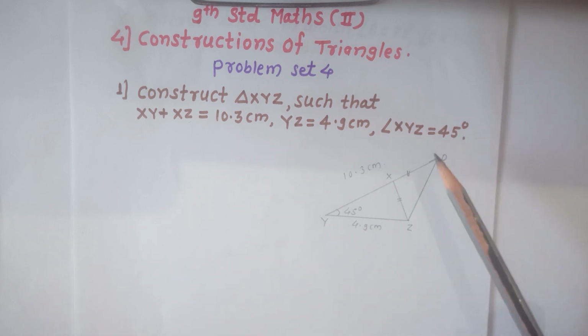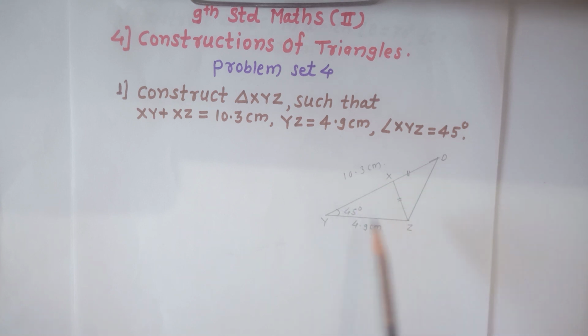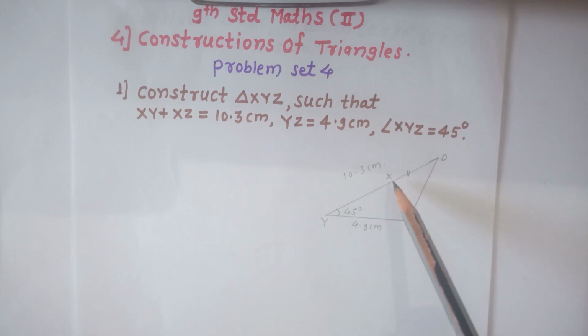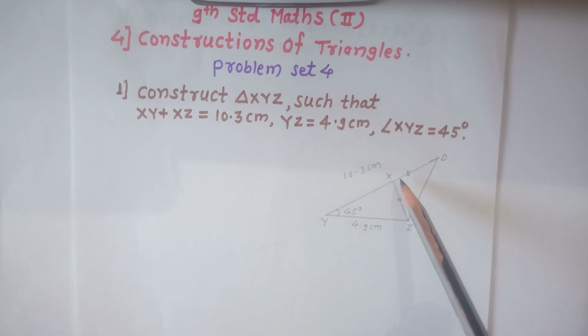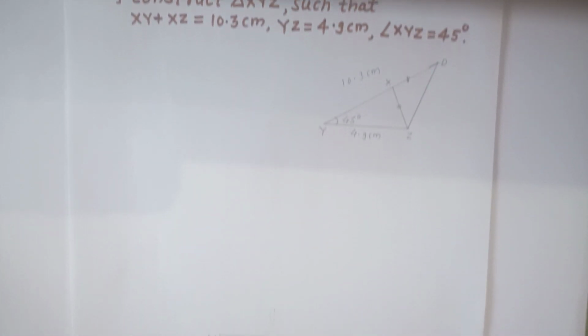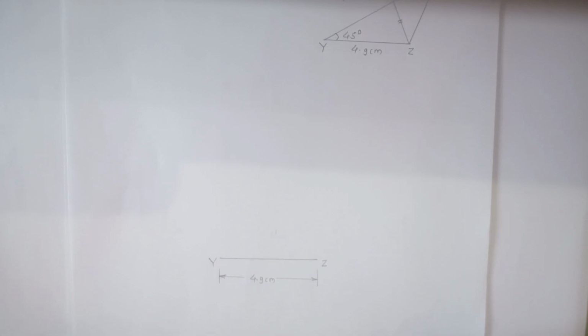Now let's draw at first a rough figure. So this is the rough figure in which YZ is 4.9 centimeter, that is the base, and angle Y is 45 degree. So the angle adjacent to the base is given, and XY plus XZ is equal to 10.3 centimeter, that is the sum of the remaining two sides is given. Now let's draw this triangle.